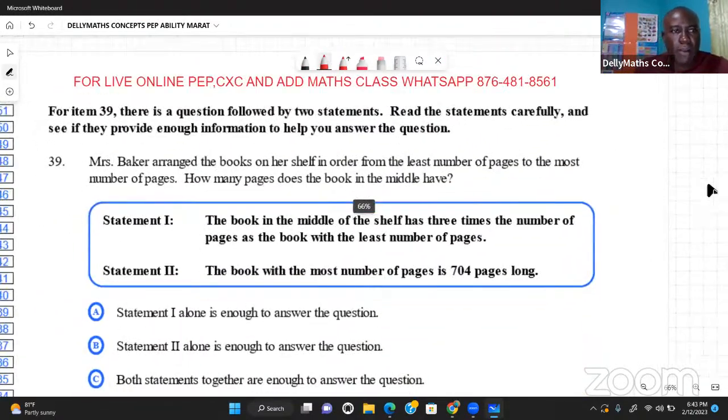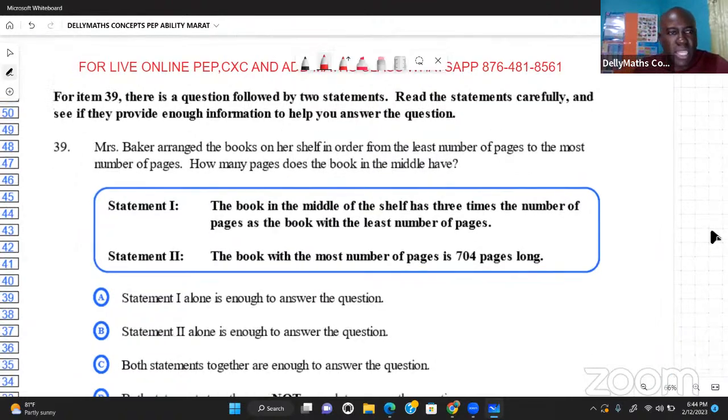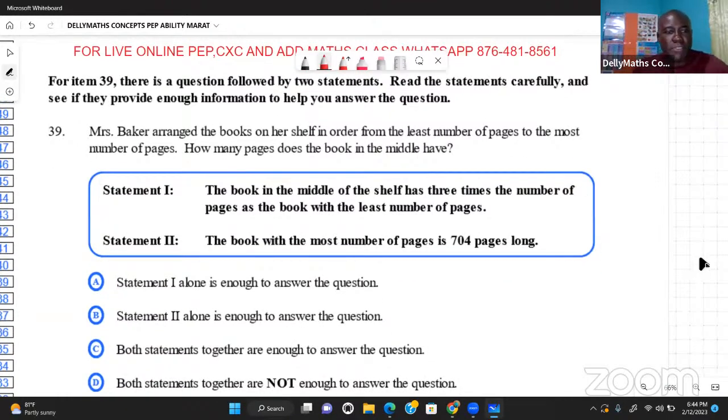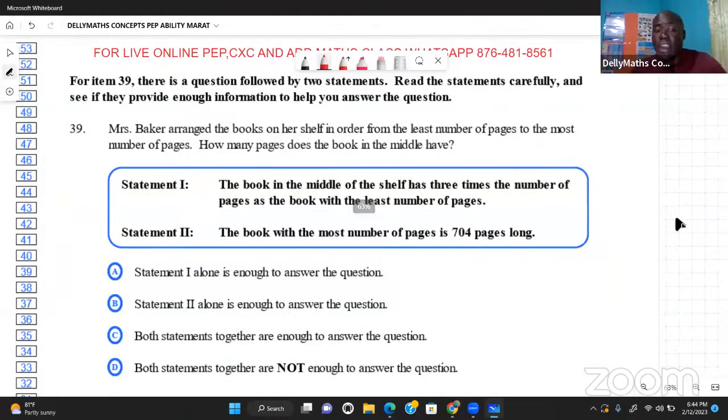All right. So the next question says, for item 39, there is a question followed by 2 statements. Read the statements carefully and see if they provide enough information to help you answer the question. Now you're going to have to read and make sure that you are able to do what they are saying. So let us see if it can work.